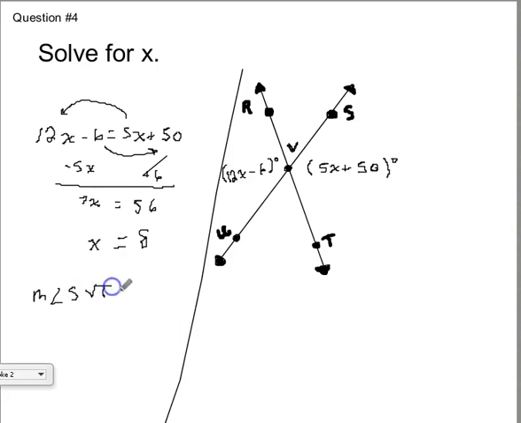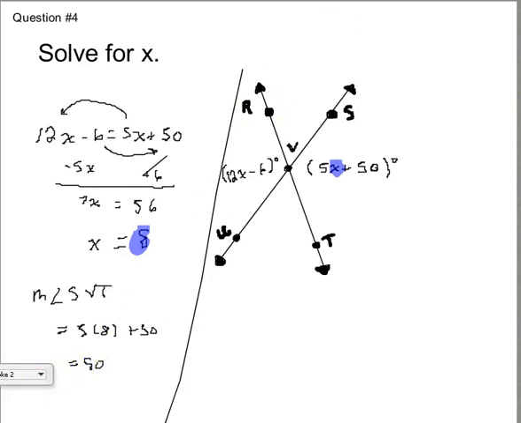Now, what if they wanted us to solve for the measure of angle, let's say SVT? All we need to do is plug the 8, what we just solved for, in for x. So what we have here is 5 times 8 plus 50, and so we get 90.